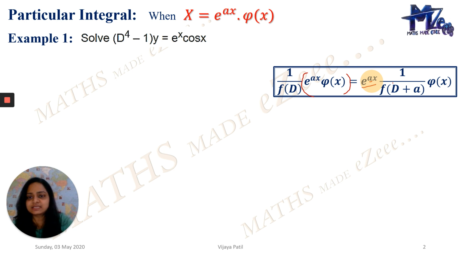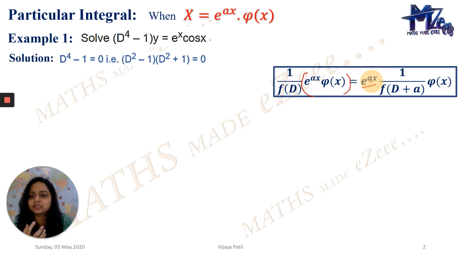Let us go and see this example. (D to the power 4 minus 1) y equals e to the power x cos x. What is the auxiliary equation? It is D to the power 4 minus 1, and D equals plus or minus 1, plus or minus i. Because of this 4, we have got 4 different roots. If we have 4 roots, we will have 4 constants in the complementary function.